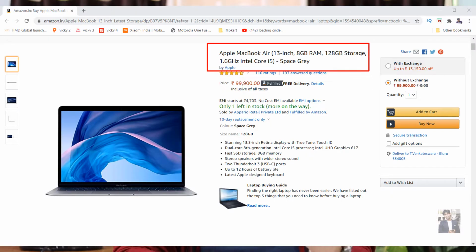I want to let you know one thing. Nowadays, most companies, Windows laptops, or even the Mac, by default provide a 128 GB SSD. But some companies give a 1 terabyte HDD also. Whereas if you look at the MacBook Air, it only provides a 128 GB SSD. If you want additional storage, you must purchase an external hard disk drive.